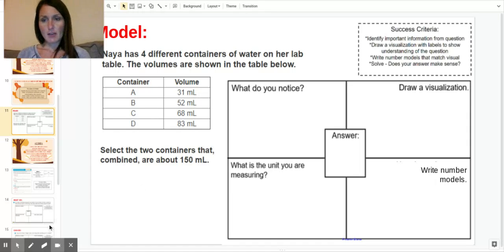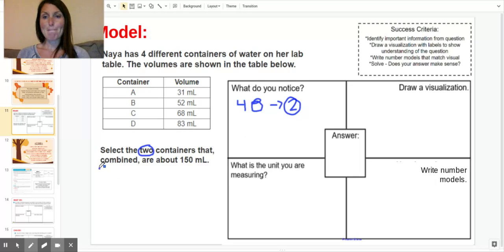So here I'm going to think first, what do I notice? All right, so I have 4 containers. So that's good. I'm going to just draw a picture of the container. I'm going to put a little lid on top. It says select the 2 containers. So out of those 4, I need to pick 2 of them. So that's what I need to be looking for, which 2?